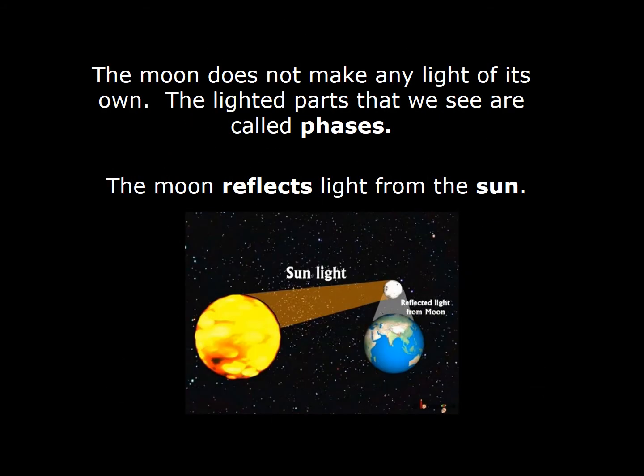The moon does not make any light of its own. The light parts that you see are called phases. The moon reflects light from the sun that we see as those shapes mentioned earlier.